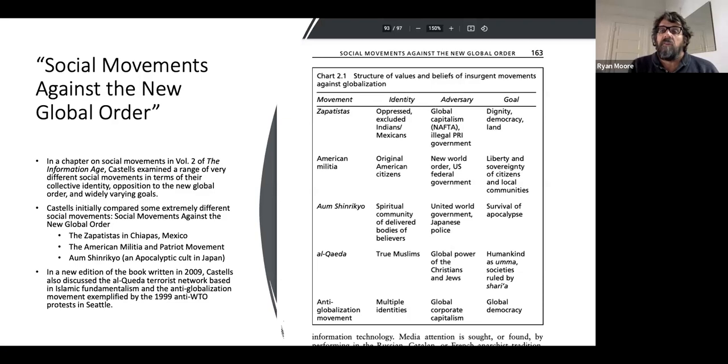And in the second volume of this work, Castells has a chapter on social movements, in which he examines a very wide range of very different social movements in terms of their collective identity, their opposition to the new global order, and their widely varying goals. So Castells compares these groups, as you see in the chart here, that otherwise would have little or nothing to do with each other.